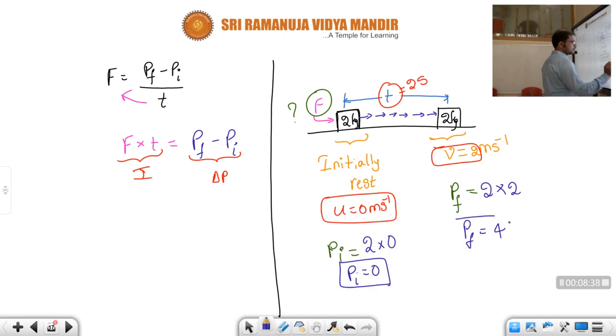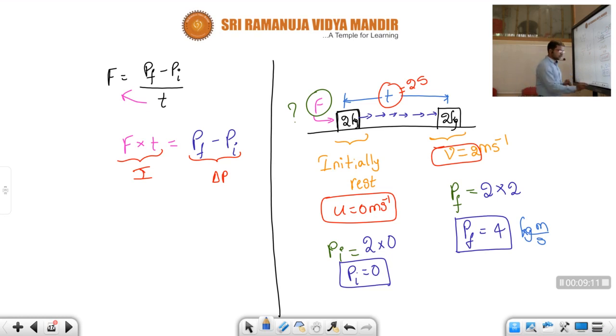Children, see here, 4 kg meter per second. Sorry, kg meter per second. Okay, children, that is what? Momentum. Mass into velocity. Mass in kg into velocity in meter per second.